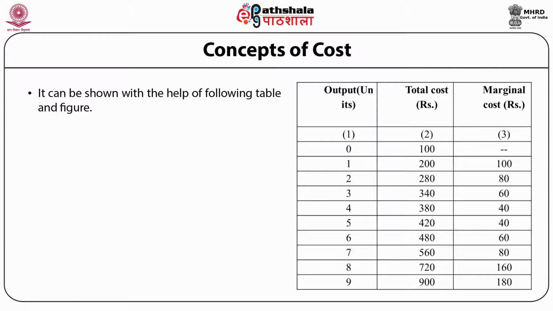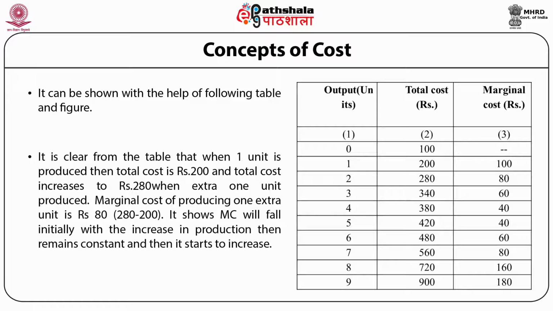It can be shown with the help of the following table and figure. It is clear from the table that when 1 unit is produced, then total cost is rupees 200, and total cost increases to rupees 280 when an extra 1 unit is produced. Marginal cost of producing 1 extra unit is rupees 80, that is 280 minus 200. It shows MC will fall initially with the increase in production, then remain constant, and then it starts to increase.